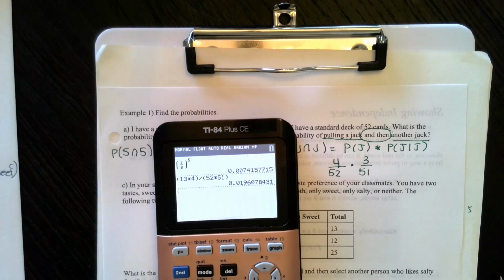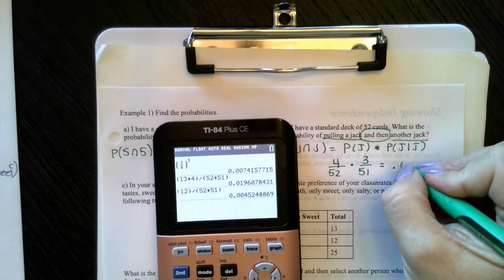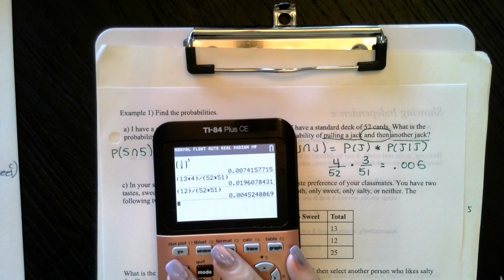So this would be 12 divided by 52 times 51, which is super, super rare, which we probably would have expected, 0.005. So very low probability of pulling 2 jacks back to back in a deck.